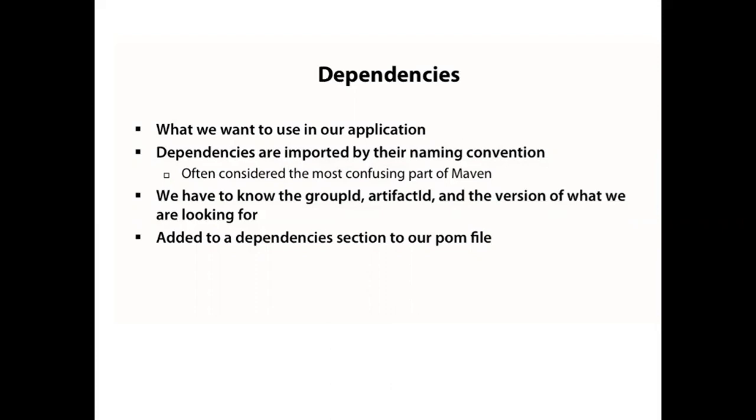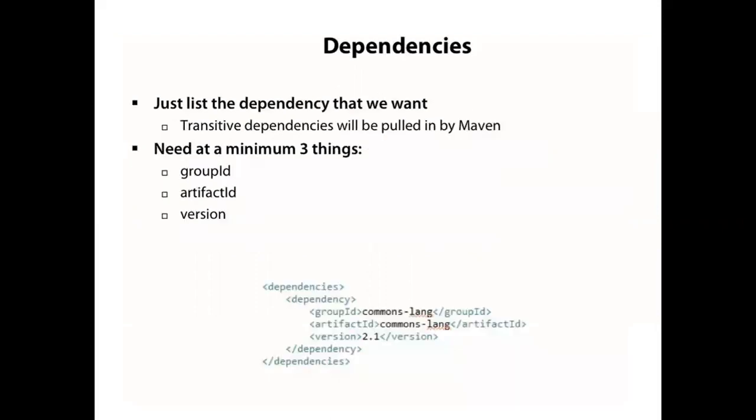What we have to know is the group ID, artifact ID, and the version we are looking for. All this has to be added to the pom file. We will not be doing that again. It will be supplied by the developer. So just try to list all the dependencies, and then all the transitive dependencies will be pulled by Maven from the repository.